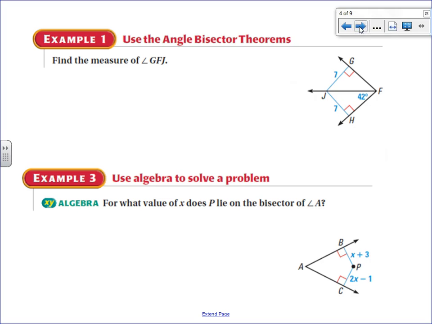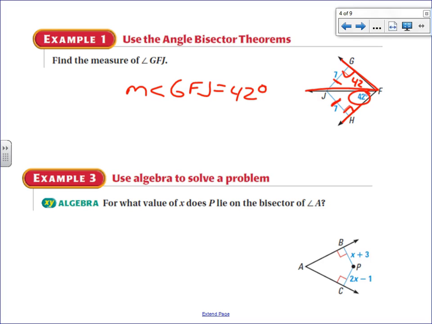Okay, so let's apply our knowledge of angle bisectors to find some measurements. So we want to find the measure of angle GFJ. Highlight it in red here. Well, I see that GJ is congruent to HJ, and they're both at right angles. So I can see that that's an angle bisector. So if angle JFH is 42, I know the measure of angle GFJ also has to equal 42 degrees. Okay?